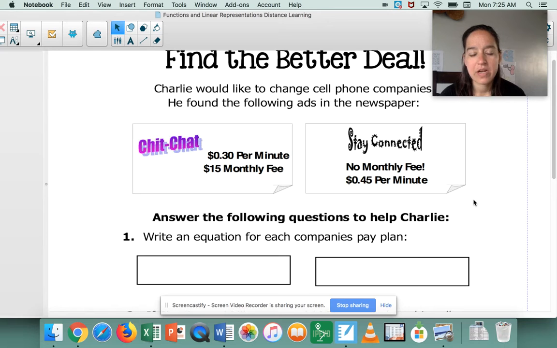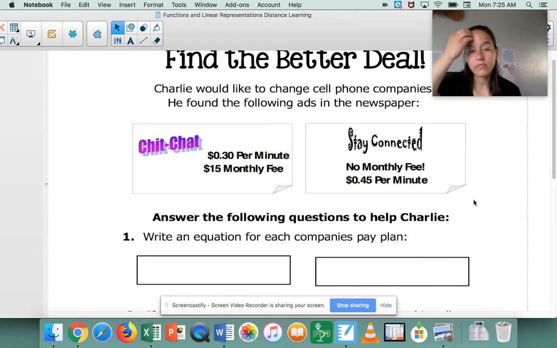Okay, so let's write our equations. Let's think about this in slope-intercept form. Is there a rate of change? Is there an initial fee? And so what we're doing is we're coming up with an equation for a monthly bill. Okay, not for a yearly bill, for a monthly bill.